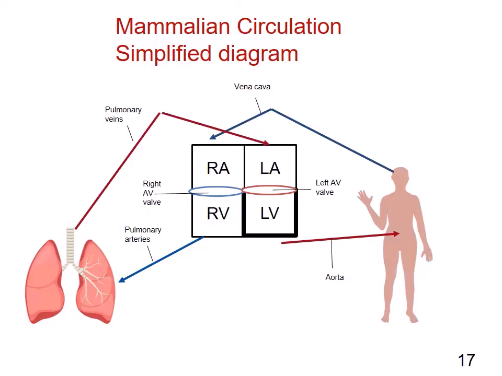But how do we prevent blood from the pulmonary arteries and the aorta from getting back to the heart? Valves again. Notice the moon shape. So these are the semilunar valves. The one that goes to the pulmonary artery is the pulmonary semilunar valve, and the one that goes to the aorta is the aortic semilunar valve. So that's our kind of simplified structure of the mammalian heart.